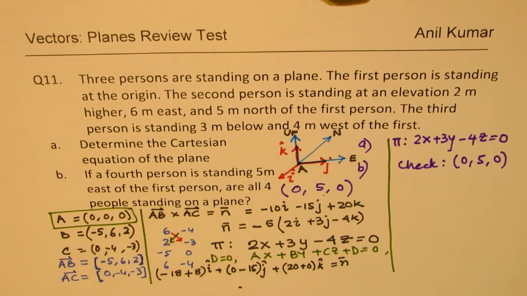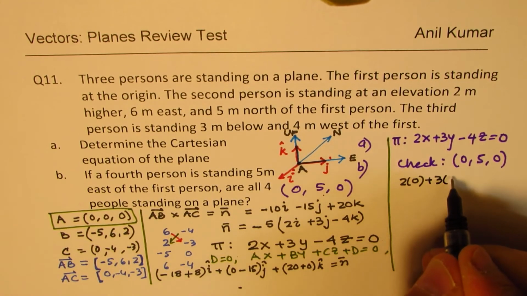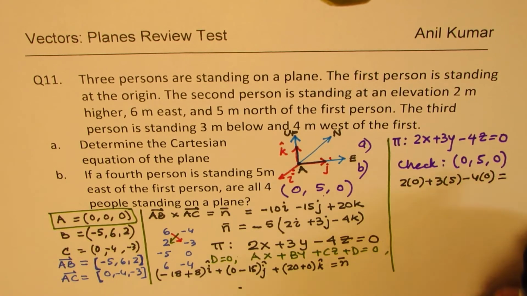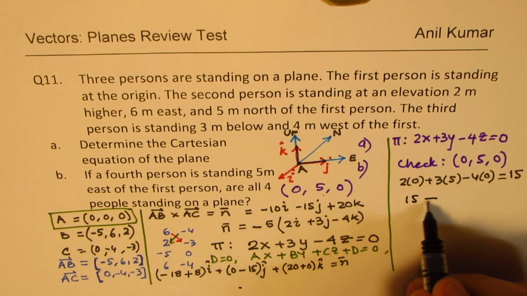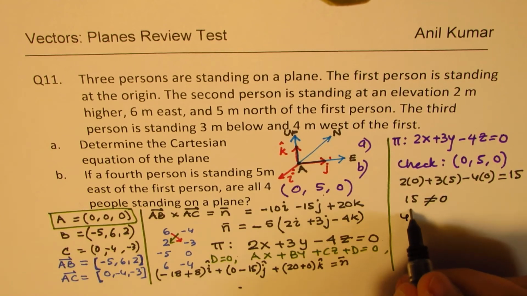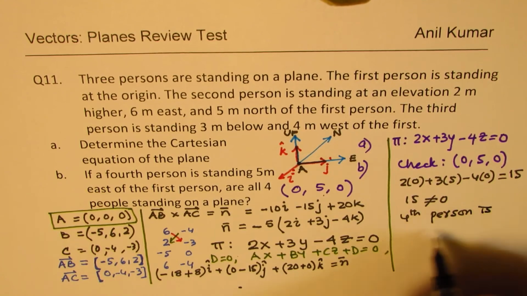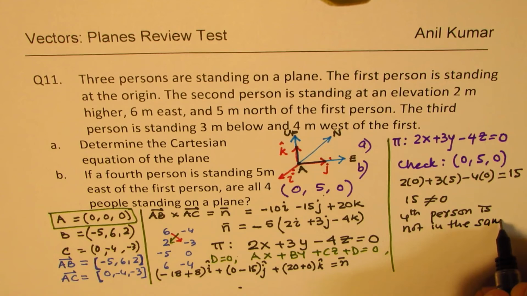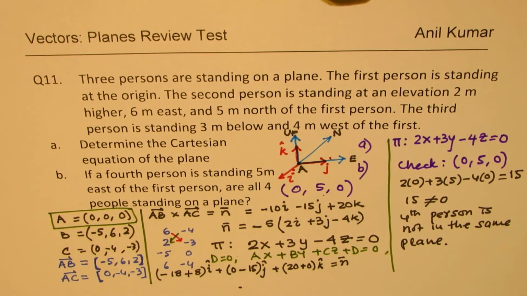So when you substitute these values, what do you get? You get 2 times 0 plus 3 times 5 minus 4 times 0. Now this is equal to how much? This is equal to 15, right? Now since 15 is not equal to 0, so fourth person is not in the same place. Is that clear? So that is how you are going to answer this question. I hope that's absolutely clear, right?